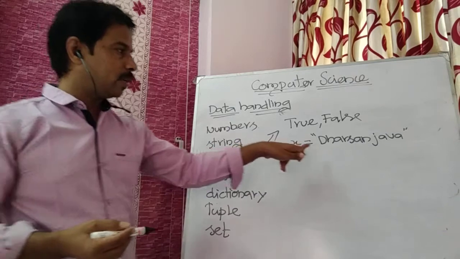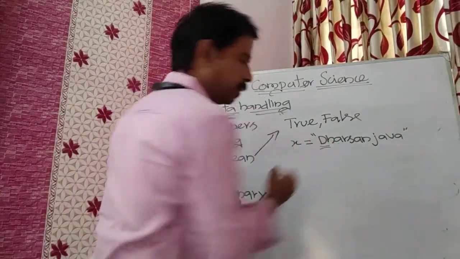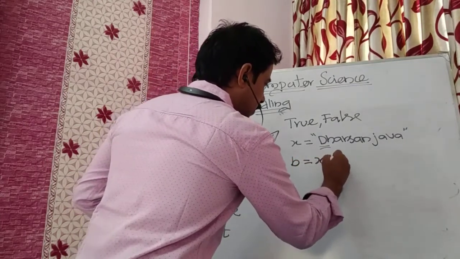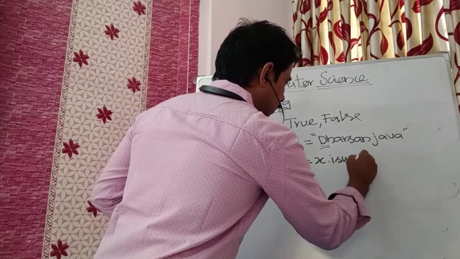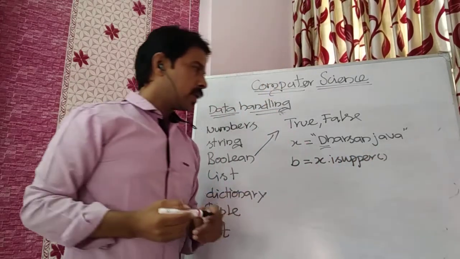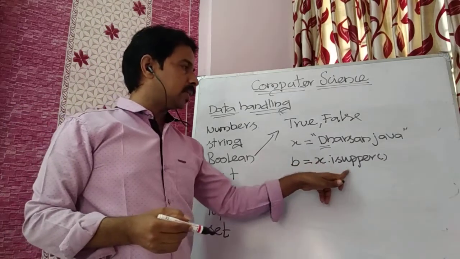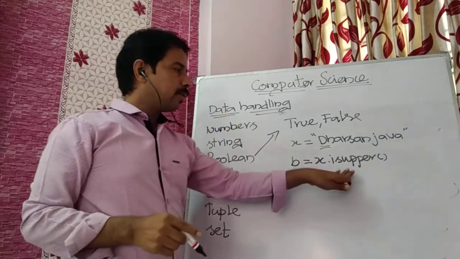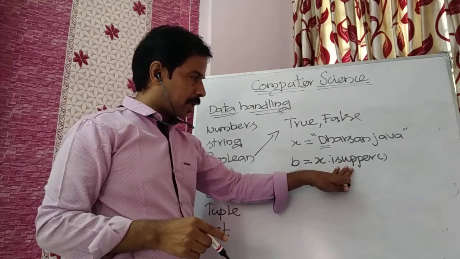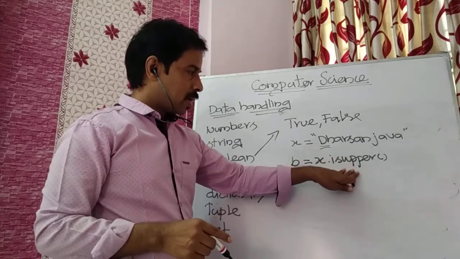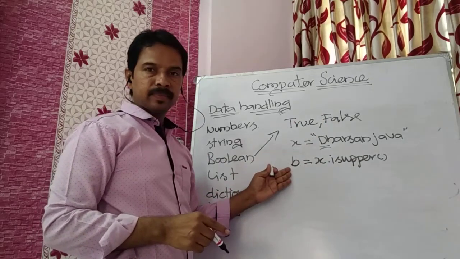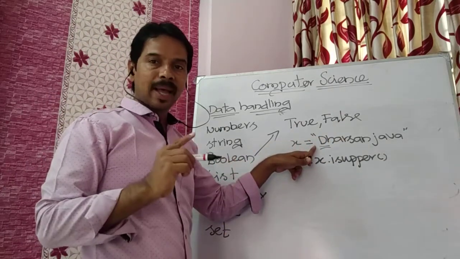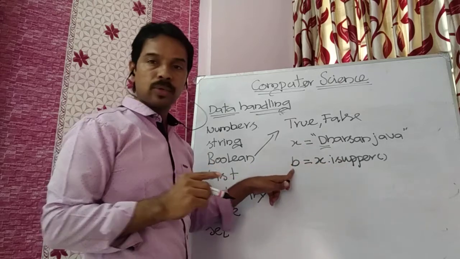Here you see only one capital letter is there, that is D. So that you see b is equal to x.isupper(). If you check like this, x dot isupper, open close bracket, if you write a function like this, what will happen? This isupper function will return true or false to this b. Based on our data, in Java, D is capital, so one letter capital is there. So this will return true to this b.